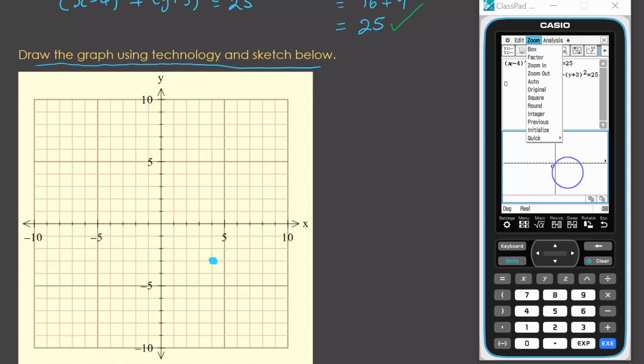We know the radius is 5. Well, we know it's going through the origin, but we also know if we count away from the centre point, 1, 2, 3, 4, 5, it's got to go through that point. We do the same in each direction, and it would have to go through this point. And then that's probably enough points to make a reasonable stab at drawing a circle.